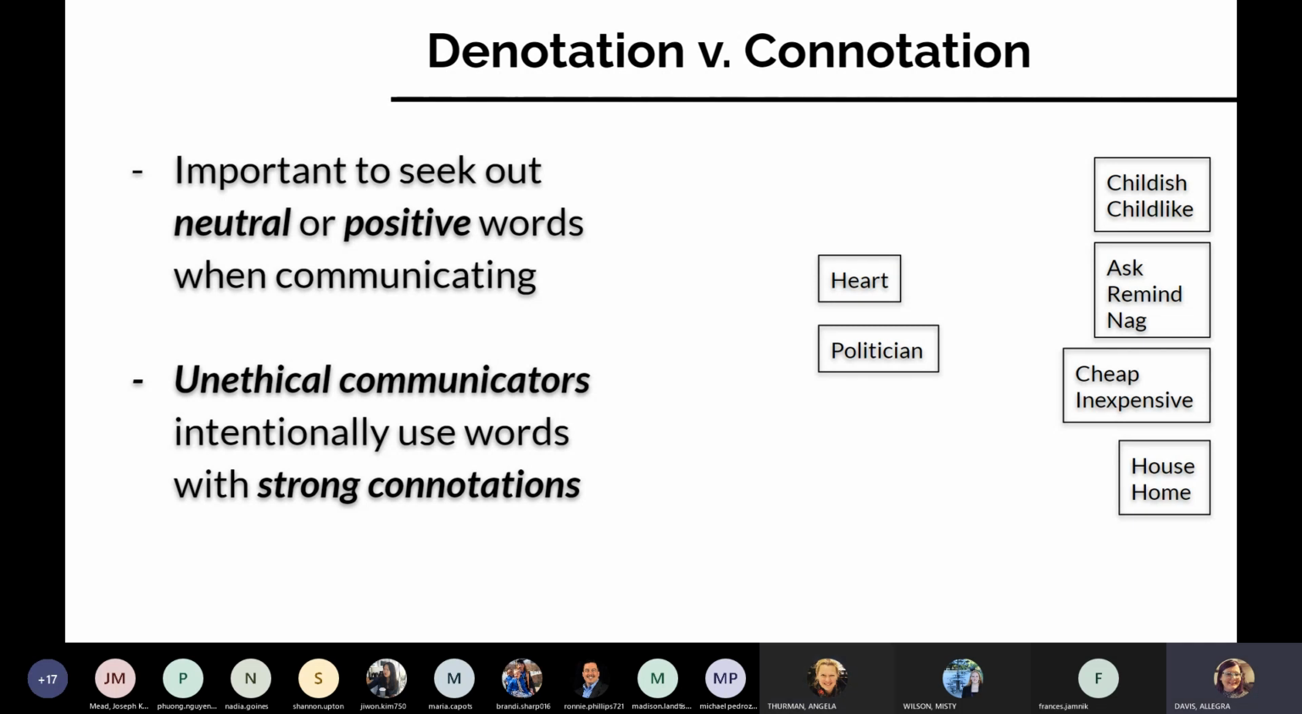And so house and home, right? When they're trying to sell me a house, they're going to tell me that they're selling me a home, because they want me to buy it and they want me to feel at home. And of course I do. And those words have strong positive connotations.